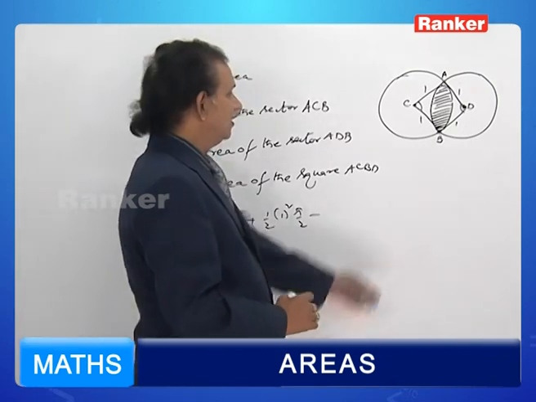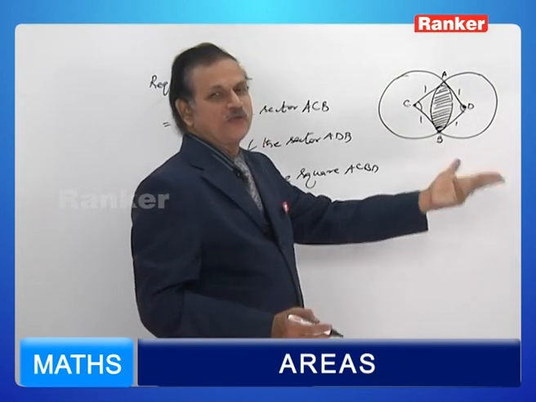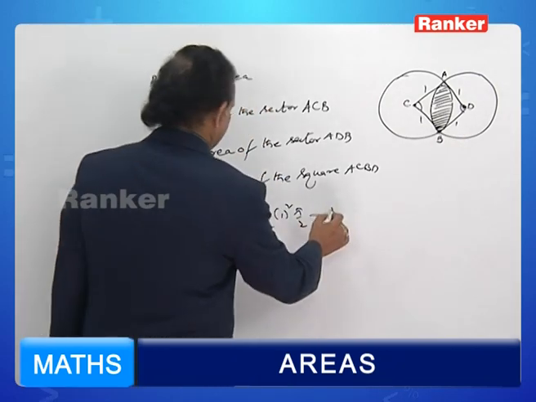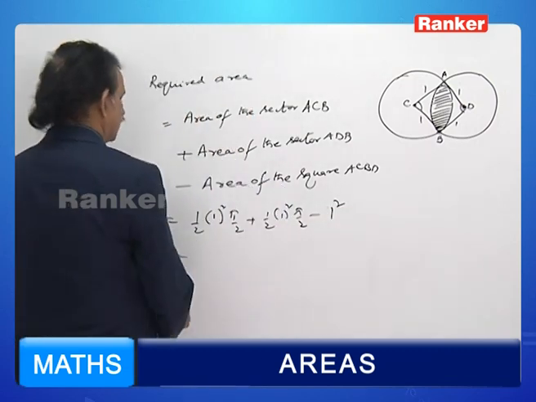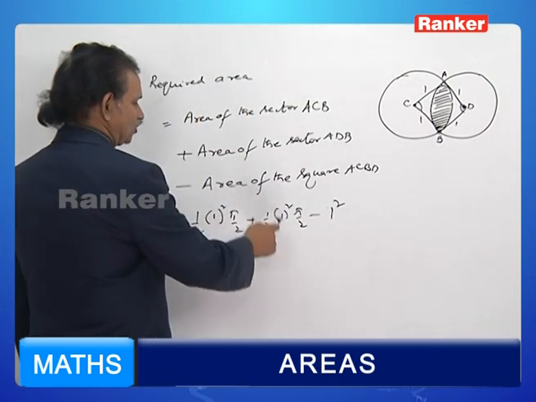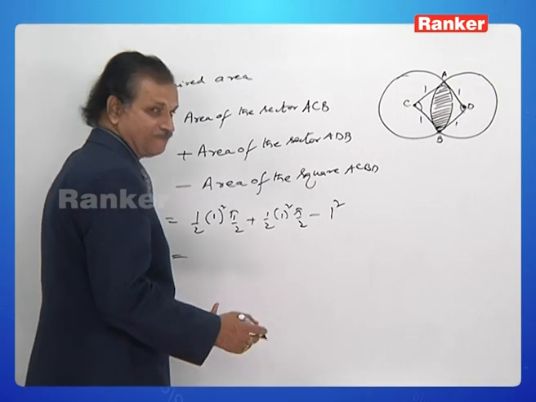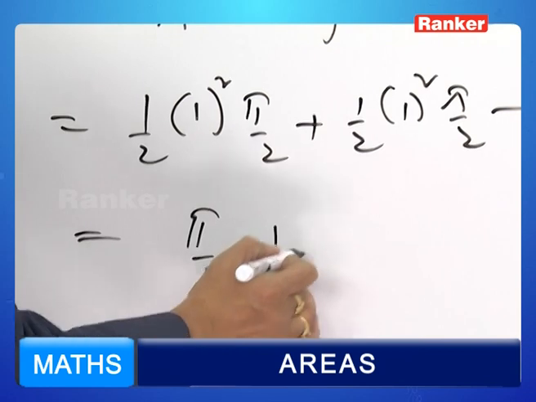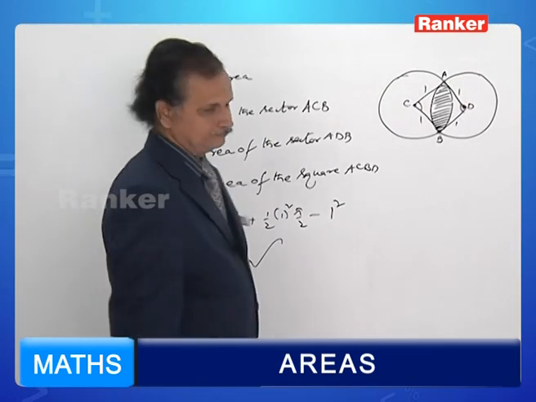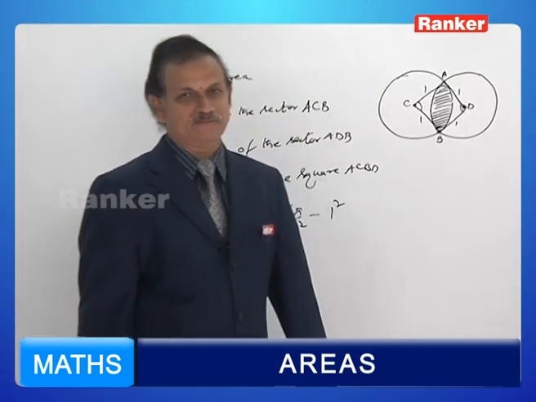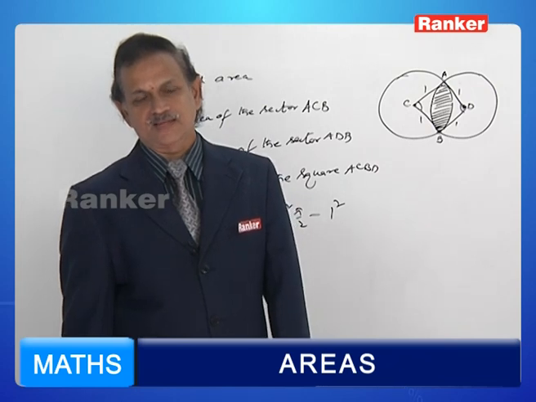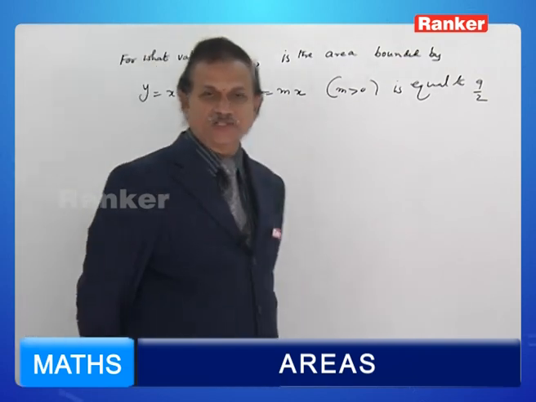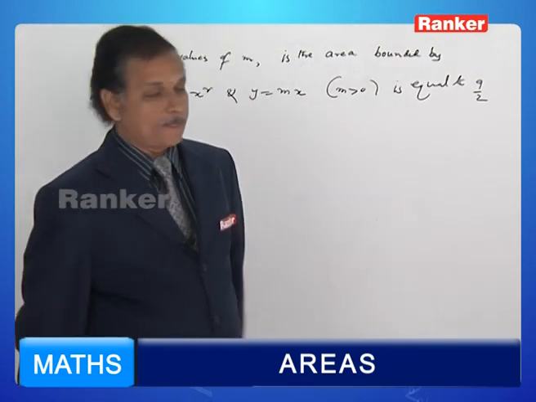What is that? The square with each side 1, hence its area is 1 square. So this is pi by 4 plus pi by 4. What is pi by 4 plus pi by 4? Pi by 2. Pi by 2 minus 1 is of course the required area. That is the beauty of the problem. Observe it carefully. Look at the next question. It is readily available for us.